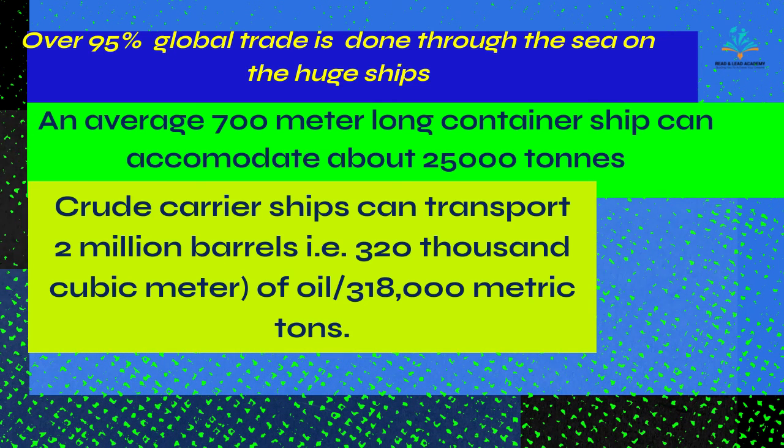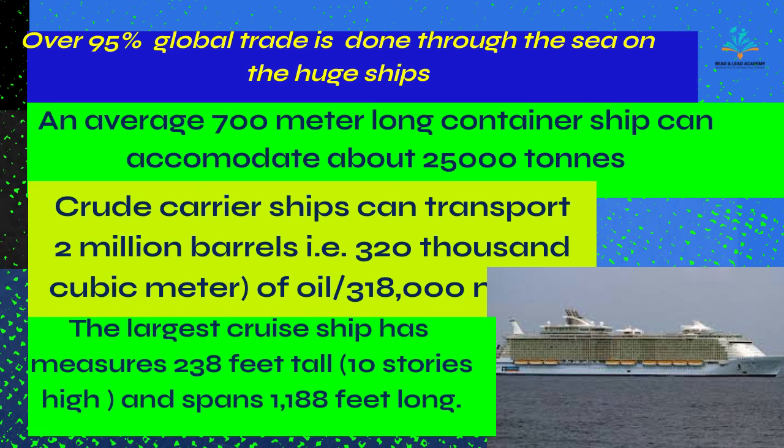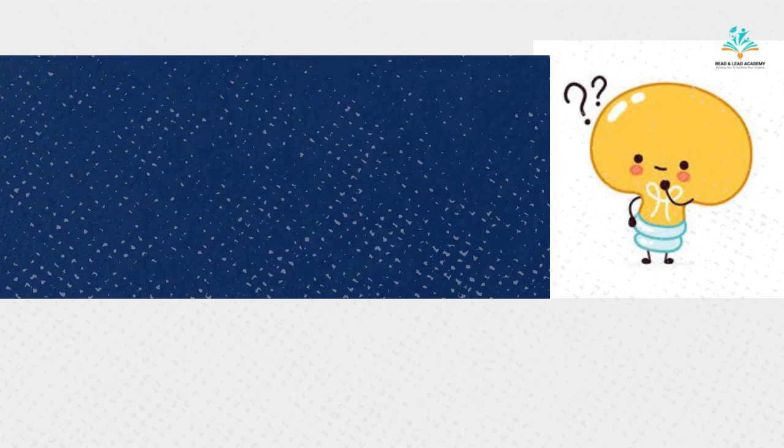The category that has the largest ships is cruise. Cruise vessels are used to take passengers from one place to the other. Titanic was also a cruise vessel. These vessels are huge and have about all the facilities. They can usually accommodate a medium-sized city completely. The largest cruise ship measures 238 feet tall, 10 stories high, and spans 1,188 feet long.